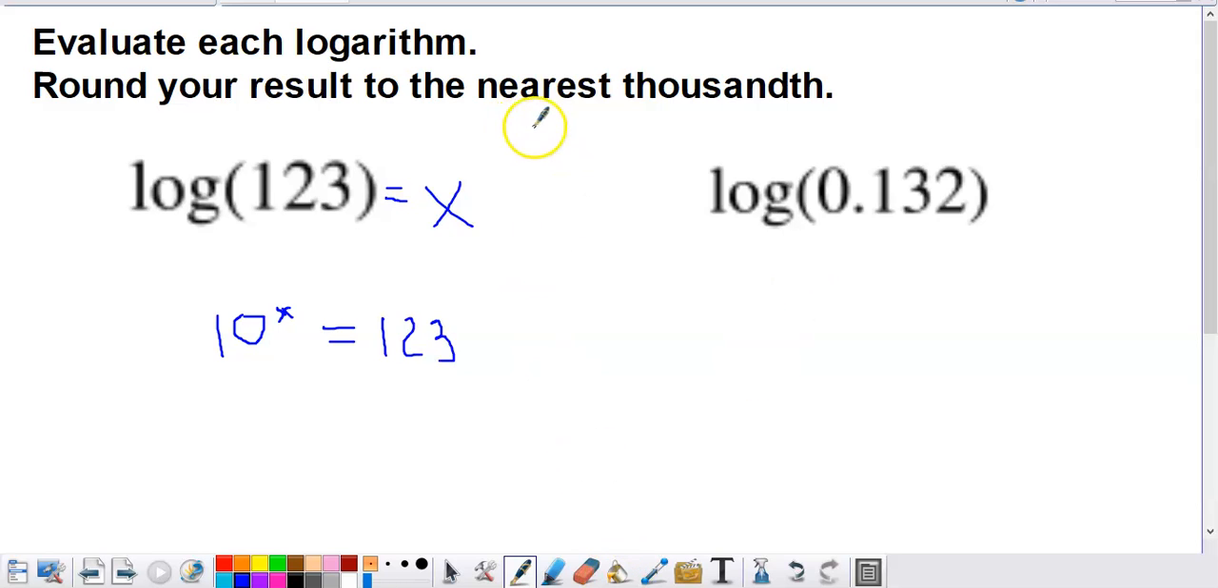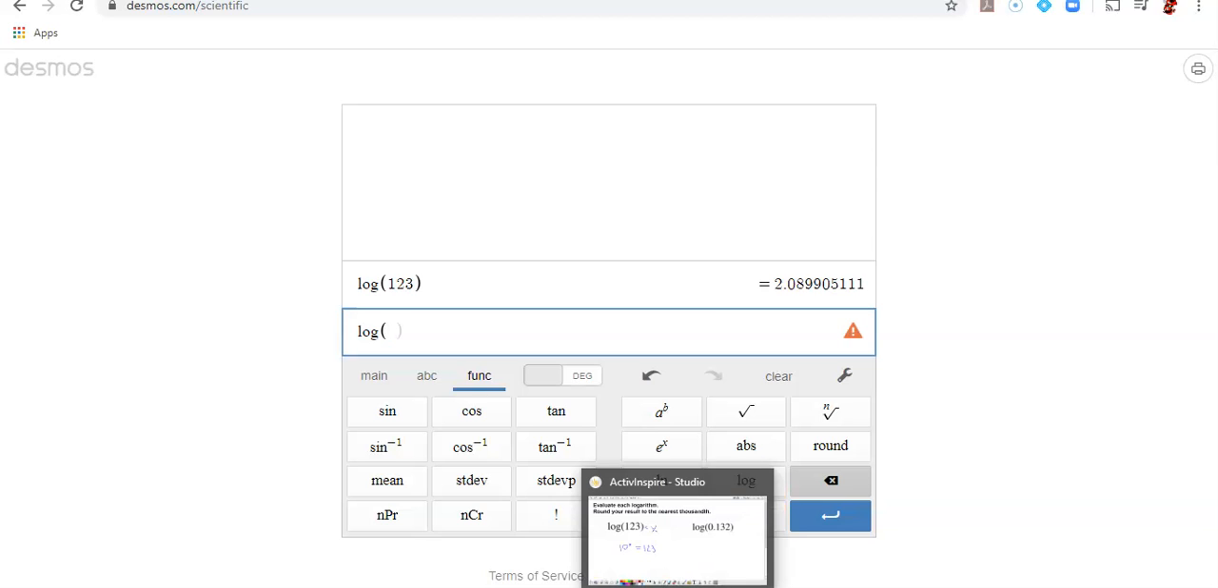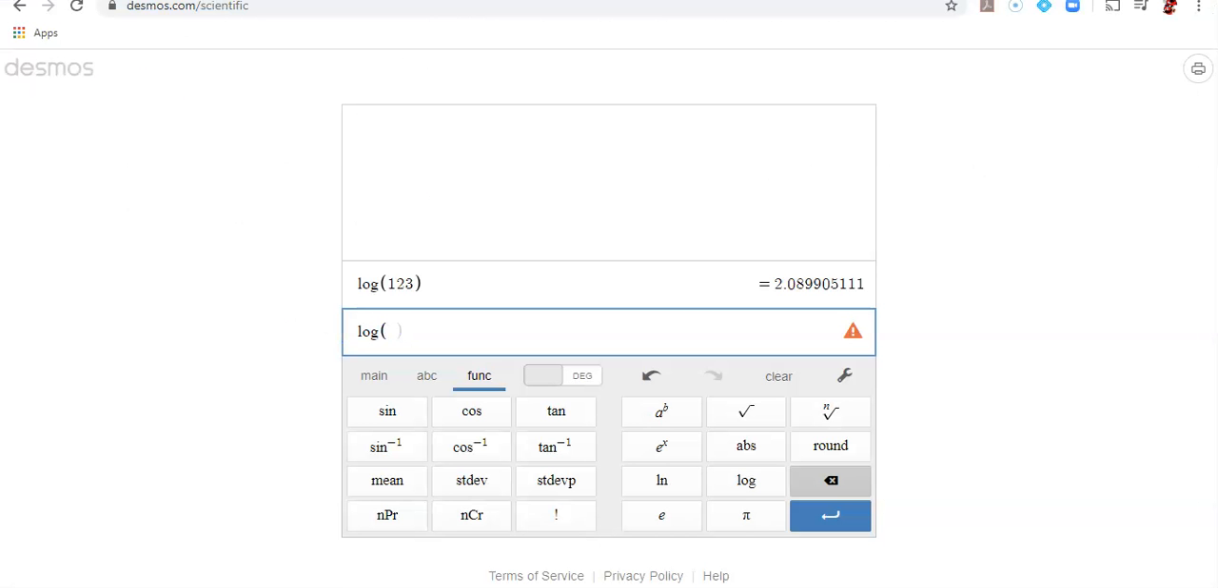But like we did last time, if the calculator's in play, fire that thing up. So we'll go back here one more time. We'll toss in the log of, what was that, 0.132? Yeah, log of 0.132. Whoops, missed the 1. Try that again. And we've got our answer.